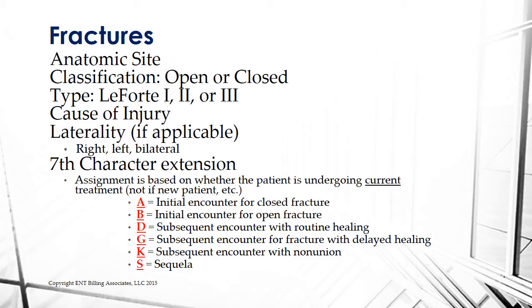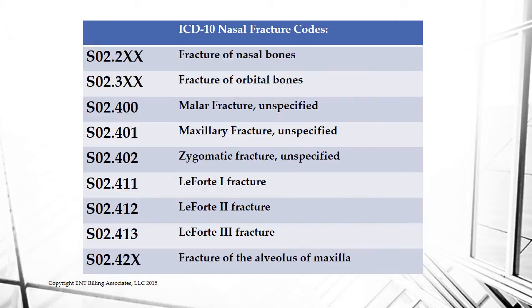Additionally, for most fracture conditions, the code will require a 7th-digit extension. This will be used to indicate the encounter status. Here, the letters in red on this slide are representative of the encounter status options, so the A through the S here. The table on this slide displays a listing of some of the ICD-10 fracture codes you may encounter.